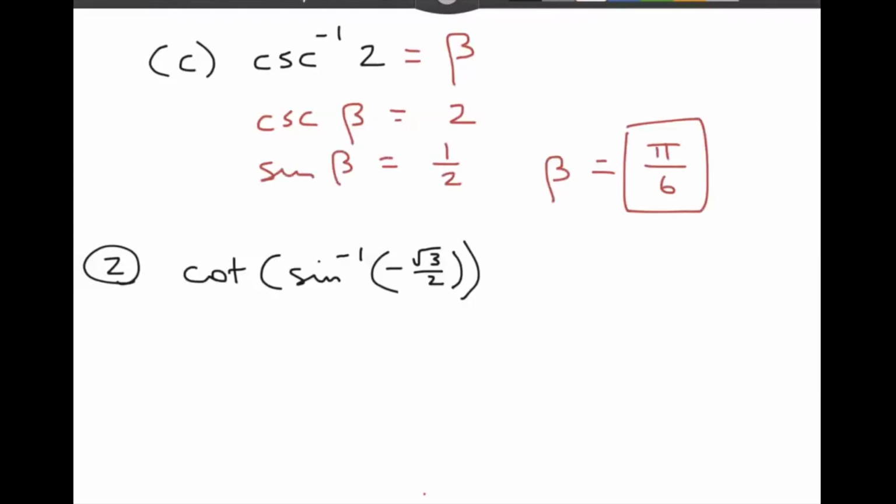All right, and finally, that brings us to example 2, which is asking us to find the cotangent of the inverse sine of negative root 3 over 2. I went back and forth a little bit on how I wanted to show this to you, and I ended up with, I'm going to show you the simpler way.